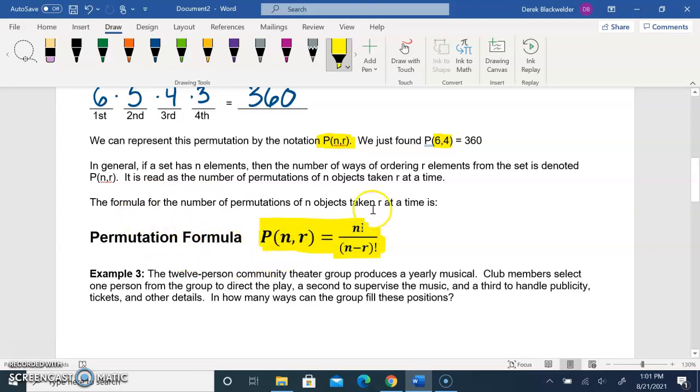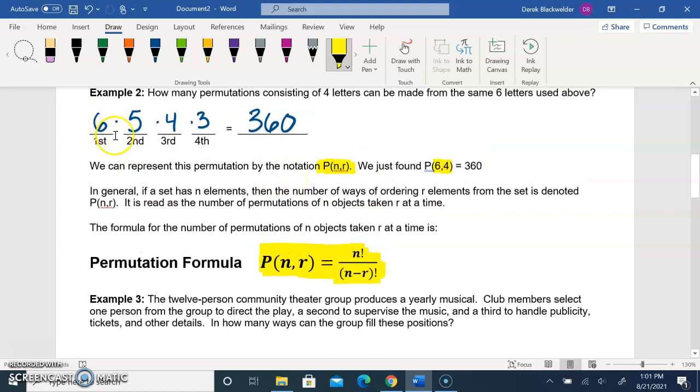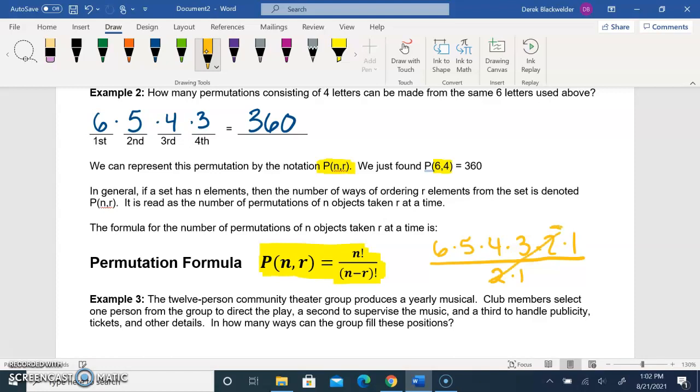Okay, and the way that we get this is you think of that 6. We did 6 times 5 times 4 times 3 times 2 times 1, and then we're dividing it by n minus r factorial. And so n is 6, r is 4, so that would leave us with 2 factorial, and 2 factorial is 2 times 1. And then if we divide, 2 divided by 2 is going to become 1.